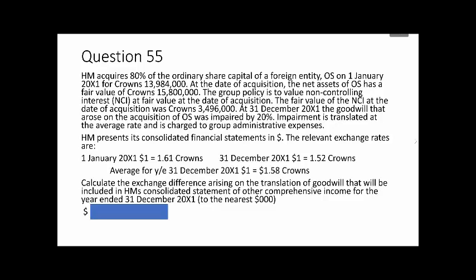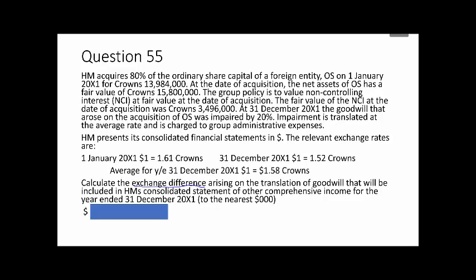Question 55 concerns exchange rate differences, and in this case is in the context of translating goodwill. So all it asks us to calculate is the exchange difference that will arise on the translation of goodwill to be included in the consolidated statement as at 31st of December 20X1.